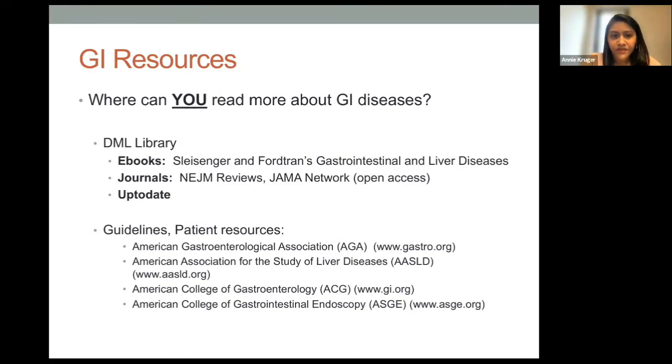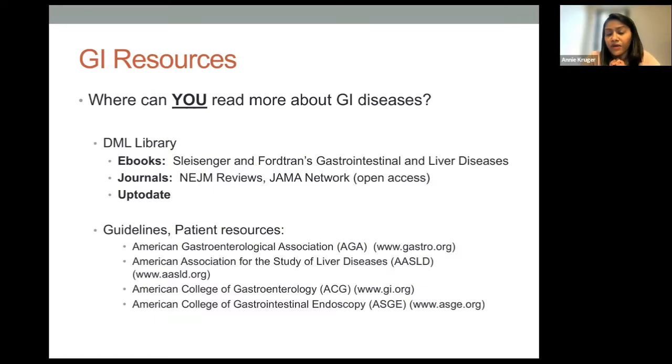But I often will rely on more reviews and journal articles as my first go-to to learn about a new disease. And the ones that I've, as a fellow and as a resident, I used very often were the New England Journal reviews, as well as the JAMA Network reviews. And I think those were super helpful because they are more up-to-date than UpToDate. But of course, in a pinch, if you really just needed to get to something, UpToDate is always fast and easy.